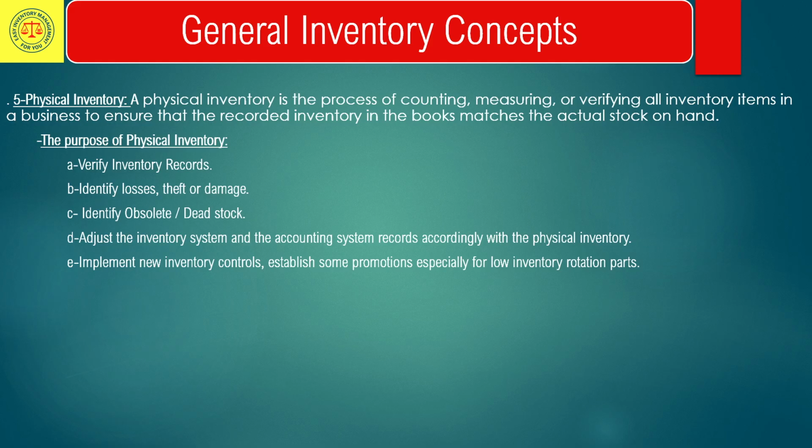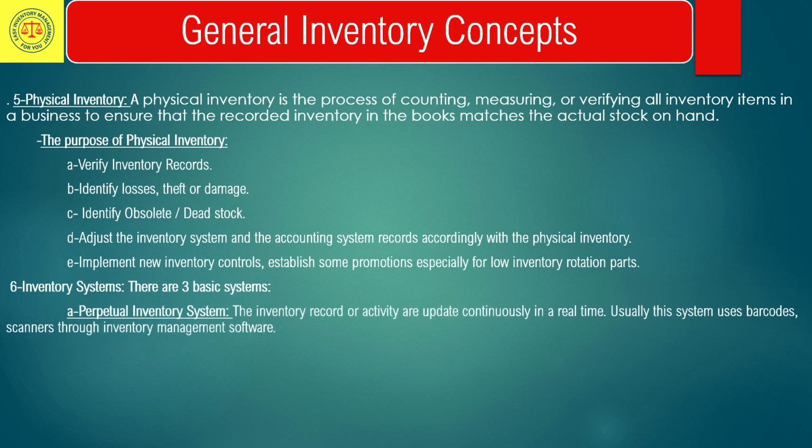So anyway, inventory system, there are three basic systems. Perpetual inventory system. The inventory record or activity are updated continuously in real time. Usually this system uses barcodes scanned through the inventory management software. Big companies use these ones.